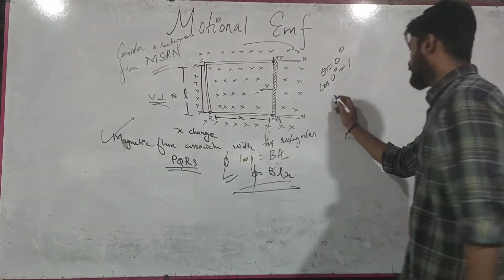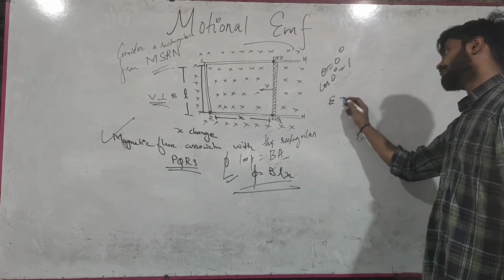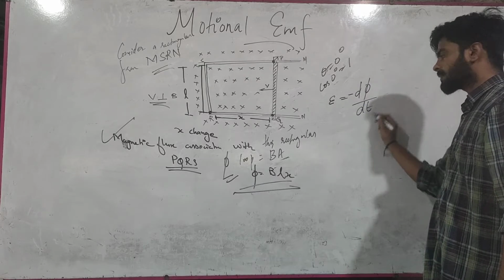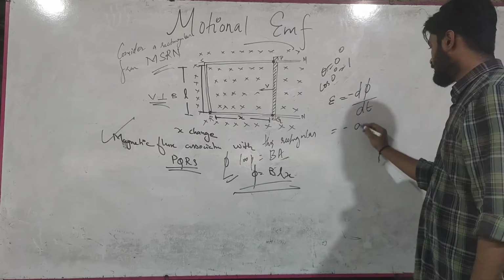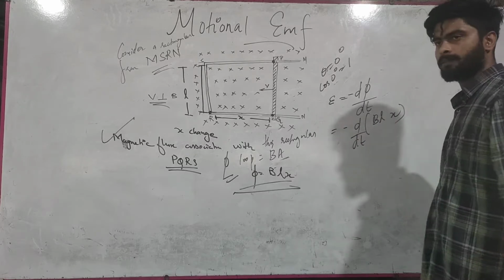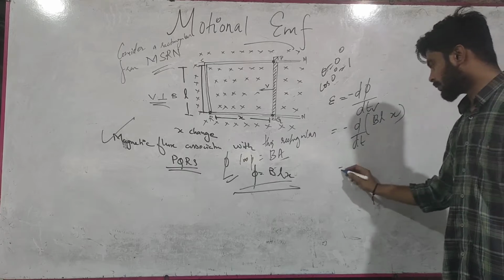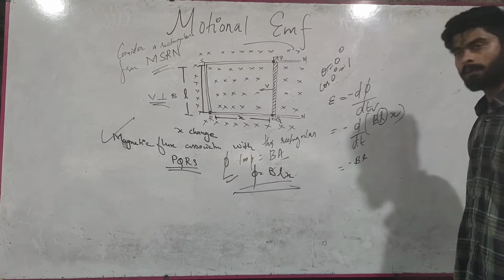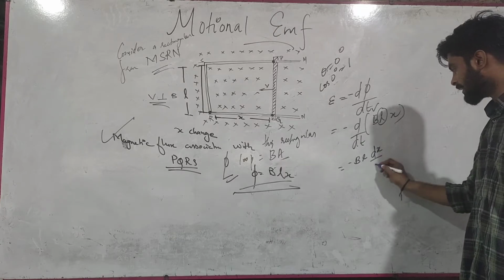And what will be the induced EMF? Minus d phi by dt, right? So it will be minus d by dt of BLX. Will the magnetic field change? No, so it will come outside. Will the length of the rectangular loop change? No, so it will come outside. So you are left with dx by dt.